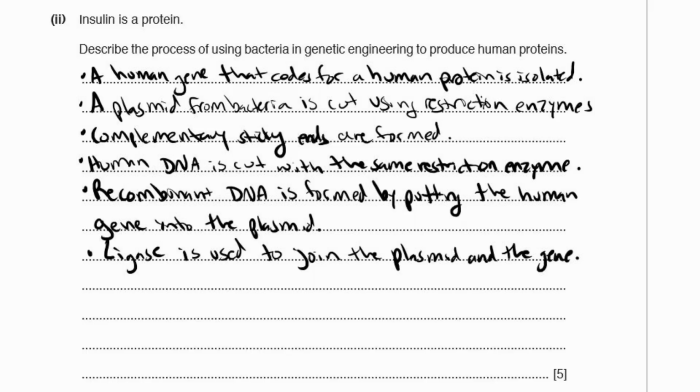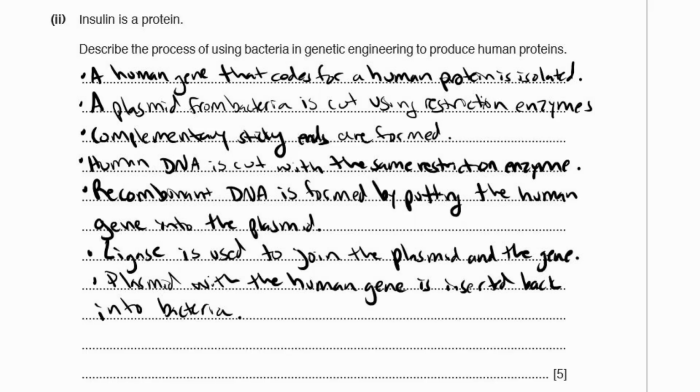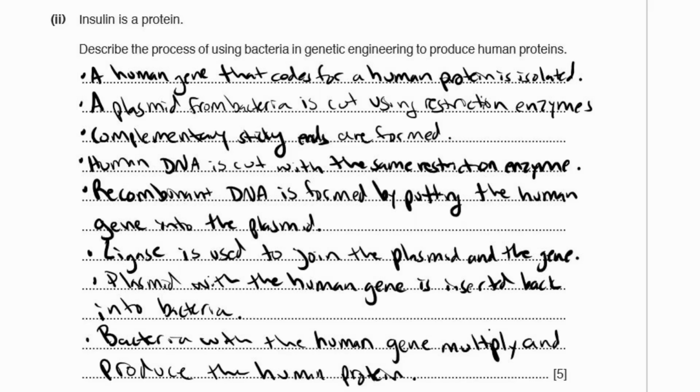The plasmid with the gene in is then inserted back into bacteria. So the plasmid with the human gene is inserted back into bacteria. And then the bacteria with the plasmid are able to multiply and produce a protein. So the bacteria with the human gene multiply and they end up producing the human protein. And here you can put in any other valid point, such as the protein is then collected and purified. You can mention something about identifying the transformed bacteria. So anything else that's valid to this process.